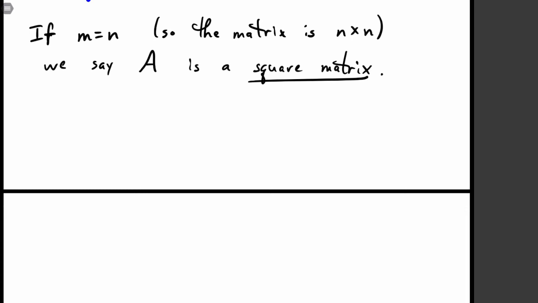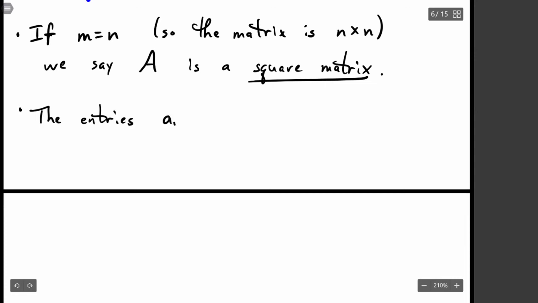All right, so that's another definition. Another one here is the entries A11, A22, A33, and so on. These make up the main diagonal.